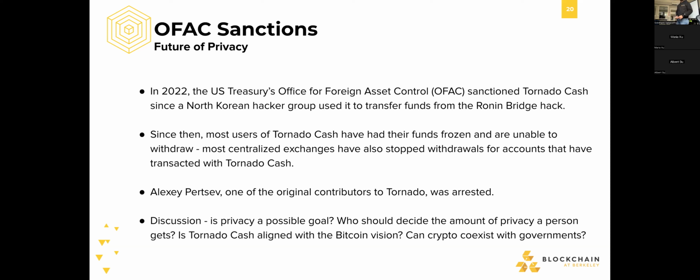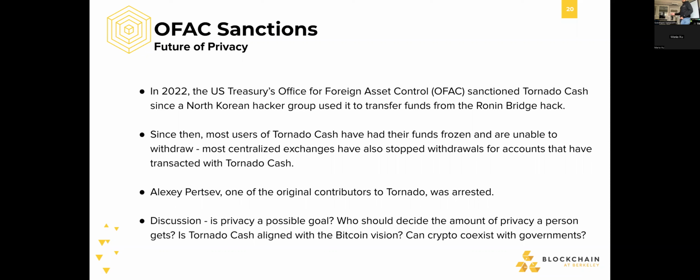And one of the guys, Alexey Pertsev, one of the original contributors to Tornado, was arrested in the Netherlands, I think, for his role in developing Tornado. That caused a significant amount of outrage within the crypto community, because you're developing a tool, and you don't control who gets to use the tool, right?